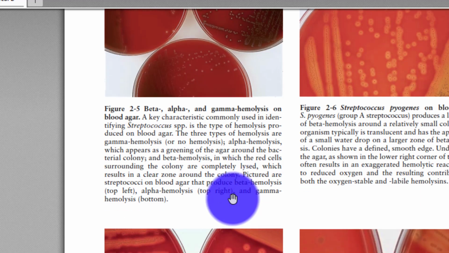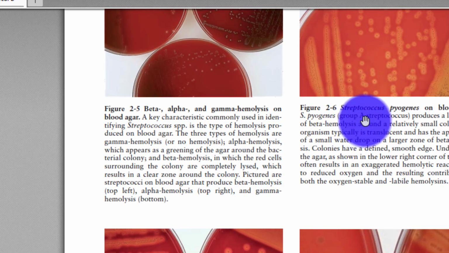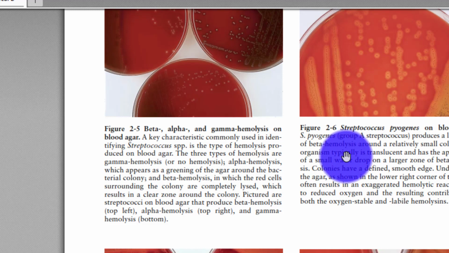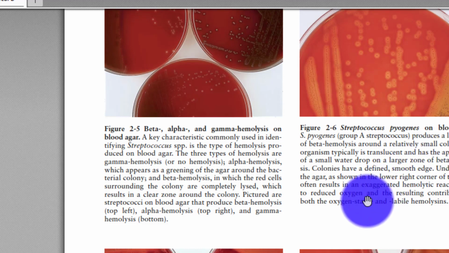Here, the Streptococcus pyogenes on blood agar. Pyogenes group A produces a large zone of beta hemolysis around a relatively small colony. This organism is typically translucent and has the appearance of a small water drop on the large zone of beta hemolysis. Colonies have a defined smooth edge.